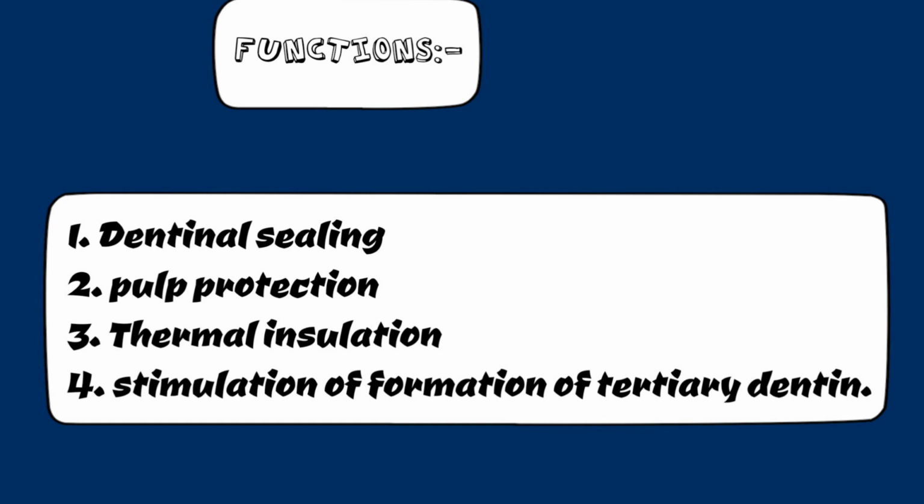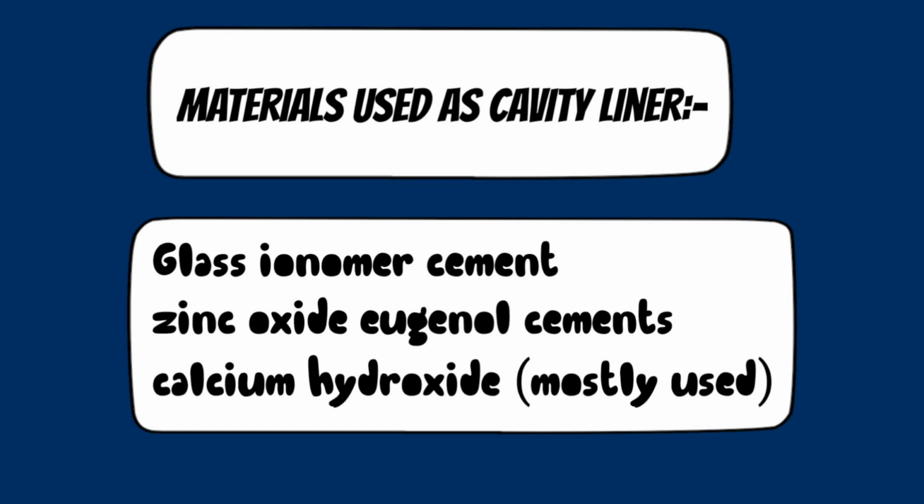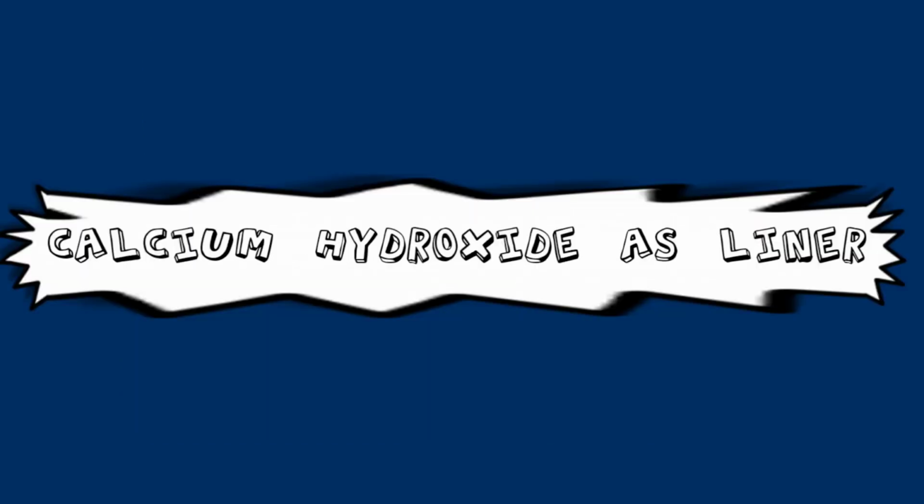So what is tertiary dentine? Tertiary dentine plays a role in healing the tooth. The new material formed will protect the pulp chamber and therefore protect the tooth. So tertiary dentine forms the new dentine. The materials used as cavity liners are glass ionomer cements, zinc oxide eugenol cements and calcium hydroxide. Calcium hydroxide is the most used one as a cavity liner, so let us know about calcium hydroxide as a liner.